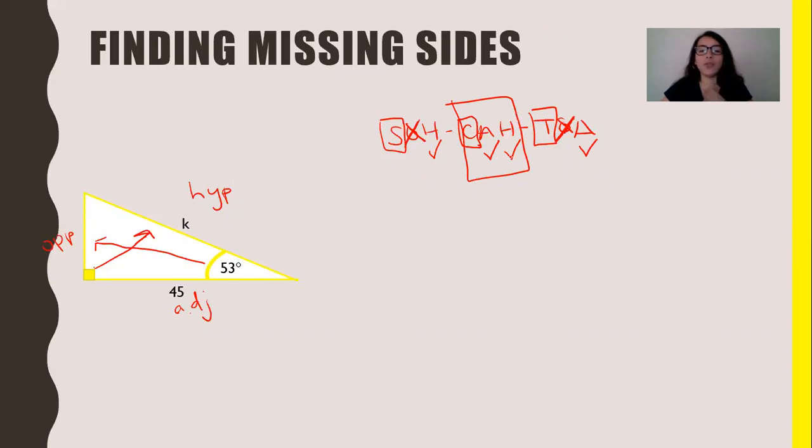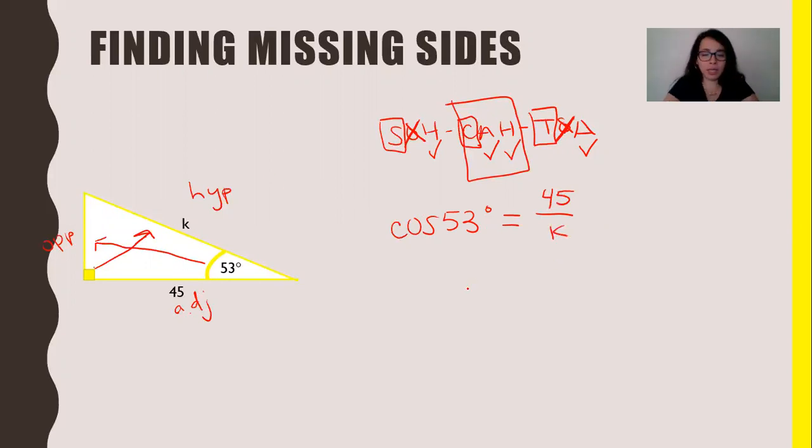Because notice they give you both for this, but they don't give you opposite. There's nothing in the opposite area. So because there's nothing, it cannot be TOA. It has to be CAH. Okay. So now, we go back to cosine, we put cosine, and I put the number of degrees, 53 degrees, is equal to adjacent over hypotenuse. My adjacent is 45. My hypotenuse is x.